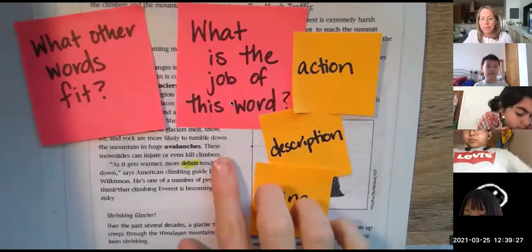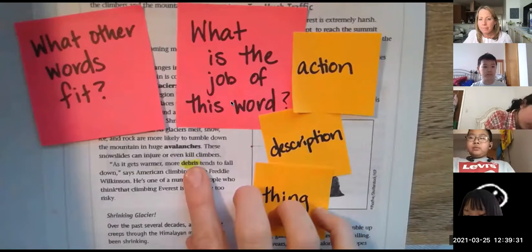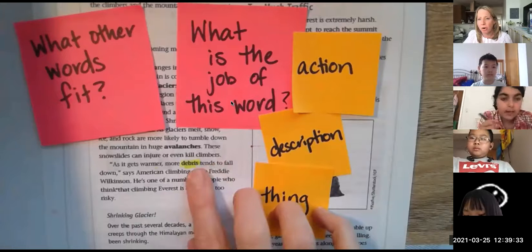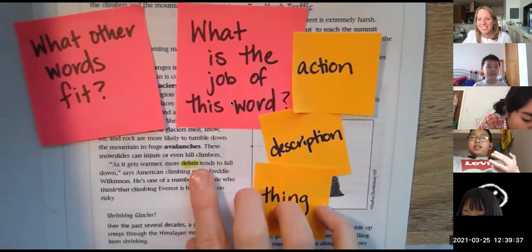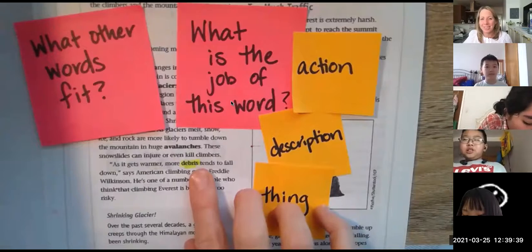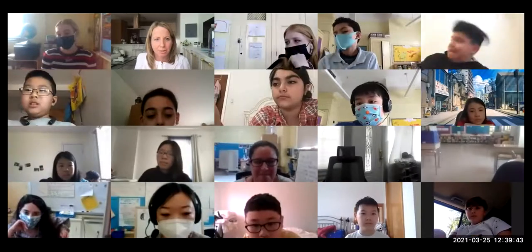So which one do we think best fits? As it gets warmer, more garbage starts to fall. More ice starts to fall. Agree. More snow and ice. Oh my goodness, fifth graders, you are so smart. Teachers, they did a great job with that.